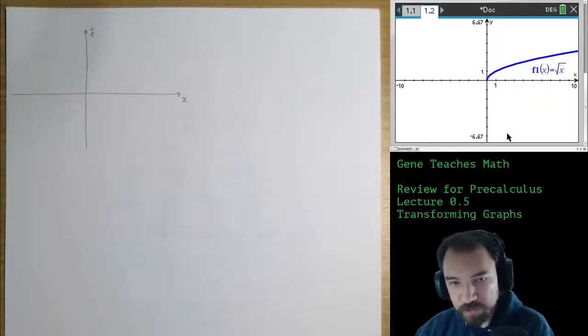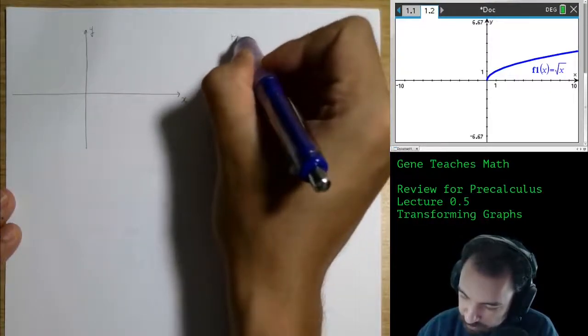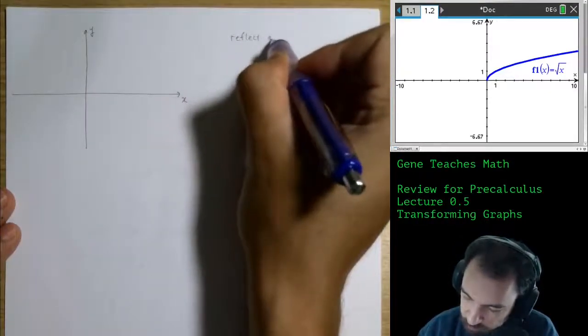All right, let's consider some examples. So on the screen, you see a graph of y equals square root of x, and we want to take this through a few transformations. So let's say we want to reflect across the y-axis.